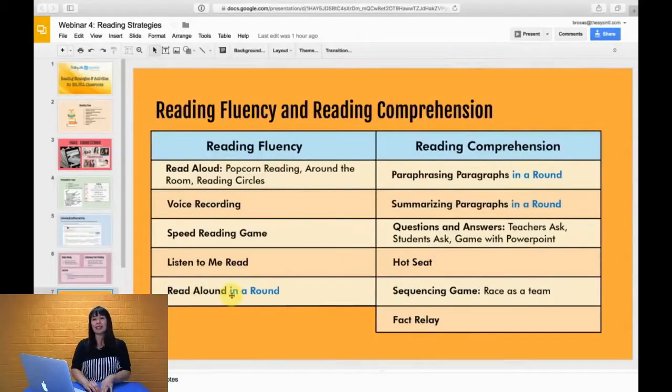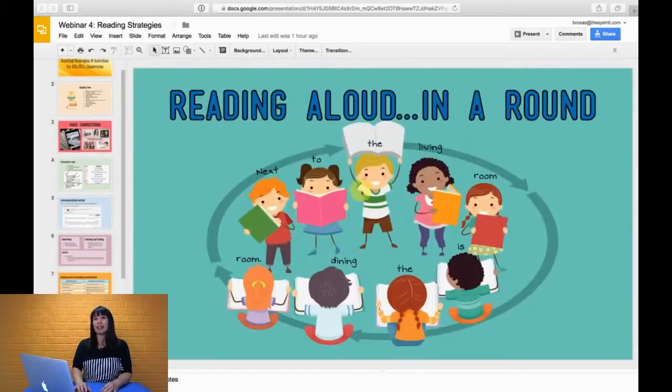The next activity is read aloud in a round. It should say read aloud in a round, and it's something that I wanted to pause here and focus on a little bit more because I love this activity. My students get so engaged in this, they never want to stop. So what happens here is reading aloud in a round. You have maybe your whole class doing this, or you have your audience.